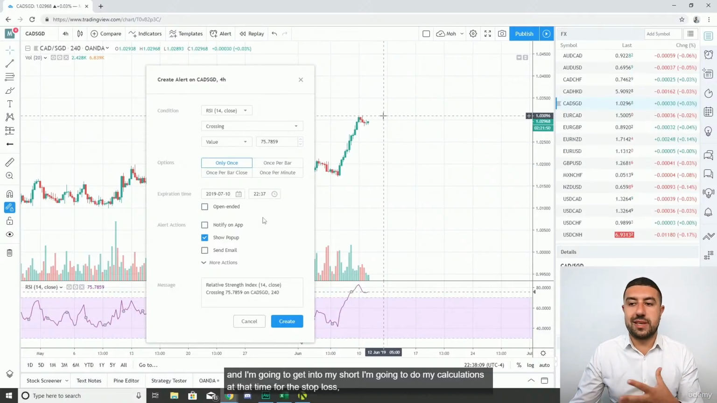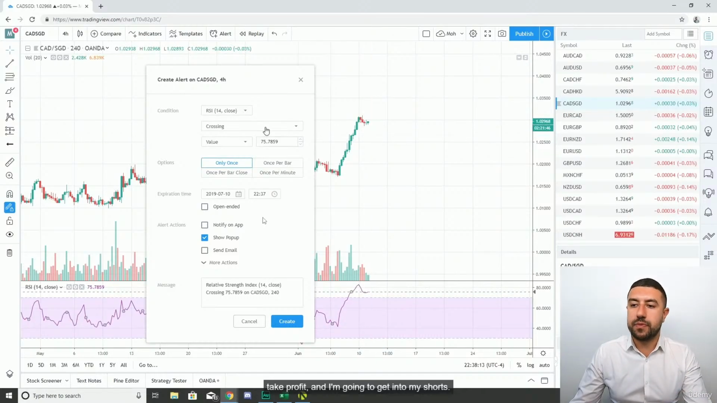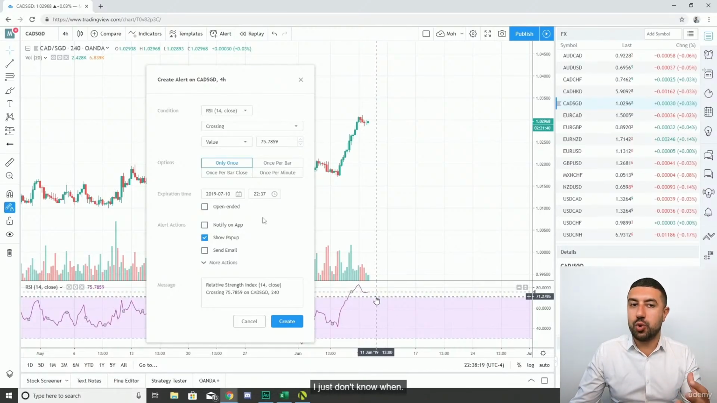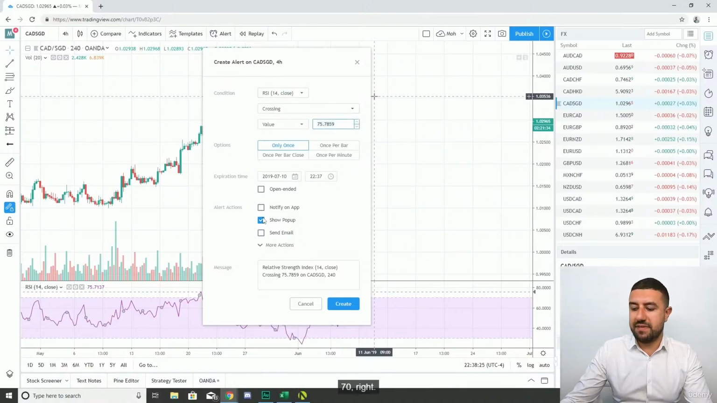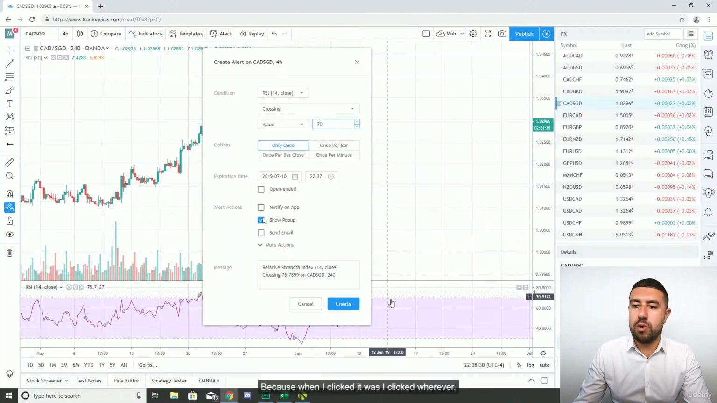I'm going to do my calculations at that time for the stop loss and take profit, and I'm going to get into my short. Okay. So this is going to happen sooner or later. The RSI is going to cross below, and sooner or later, I'm going to get in. I just don't know when. So what I'll do is I'll check RSI crossing the value. Which value? 70. Right? Because when I clicked, I clicked wherever, so it was 75, but here's 70.